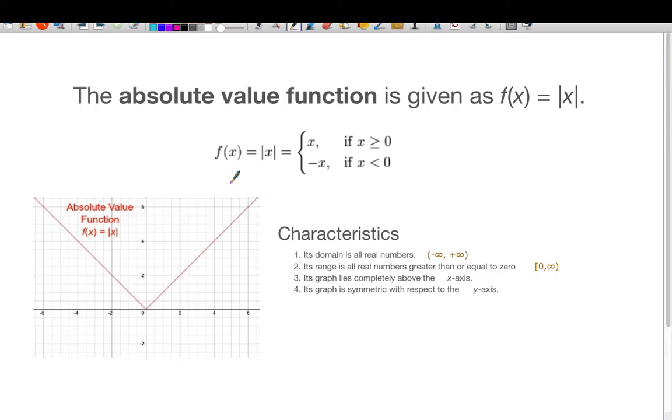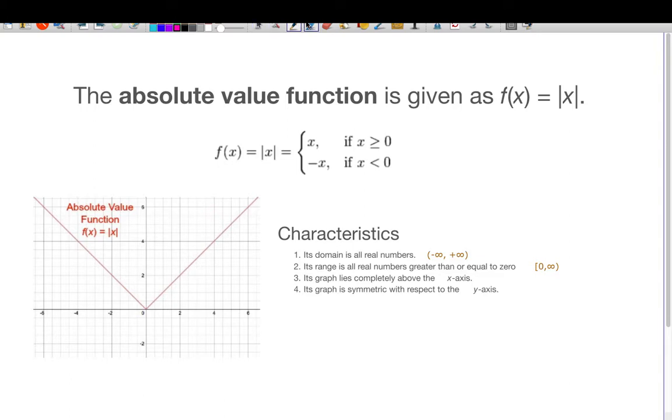f of x is the absolute value of x is defined by x if the value of x is greater than or equal to 0, or negative x if x is less than 0. This sounds confusing, so let's break it down.